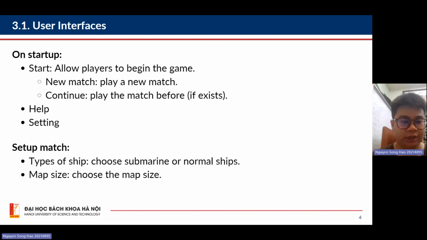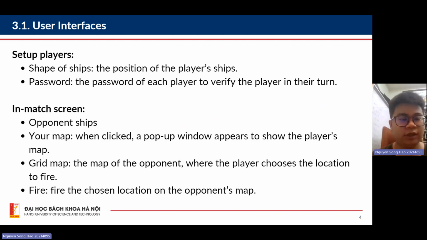In the setup match screen, we have buttons for the player to choose the types of ships and the map size. In the setup players screen, we have buttons to choose the shapes of the ships, and also a place to enter the password of the players. In the in-match screen, we show the number of opponent ships. We have the player's map, the opponent's map, and also fire buttons.